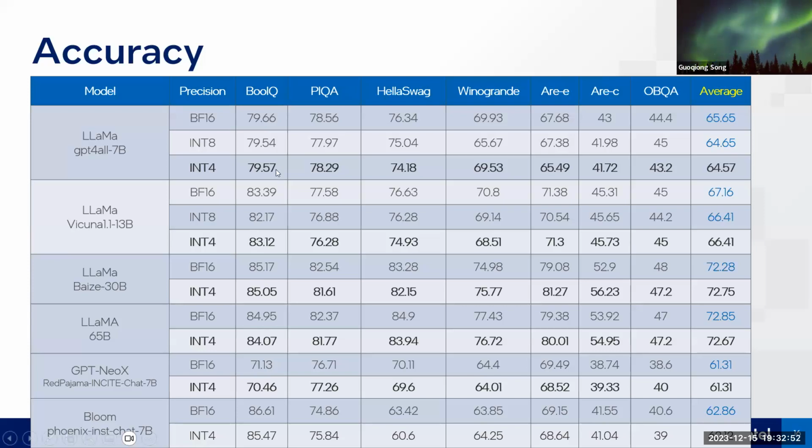So let's do a comparison. If we just look at the first model, we compare BF16 versus int4. The accuracy drop is less than 0.1%. Is that good enough for you? I think the answer is really good. After we do this quantization, we don't lose that much accuracy.